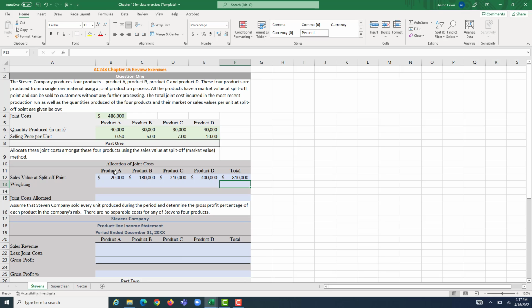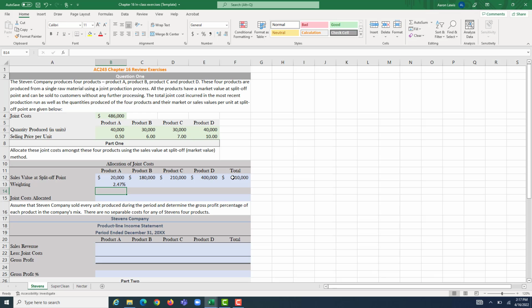Well, the sales value at split off method says figure out what proportion of your overall sales would come from each individual product, and then allocate a portion equal to that of the joint costs which were incurred from a single raw material to make these 4 different products. So let's figure out what percent of our total sales of $810,000 would come from each of our 4 different products. Product A would have $20,000 in sales out of $810,000 in total.